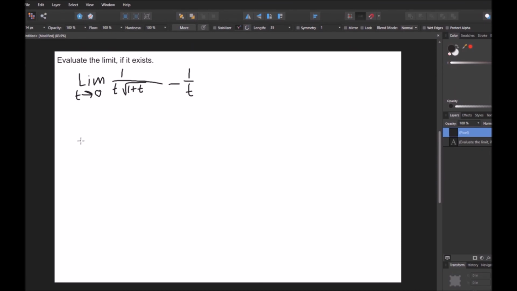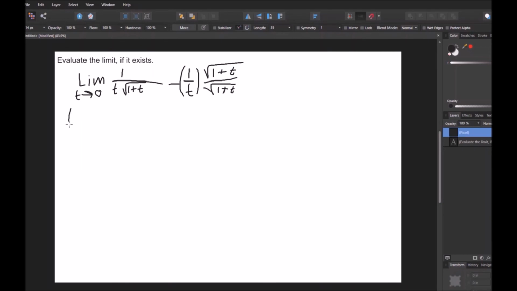Okay, so this next problem, we're given the exact same instructions, just a different limit defined. So the limit we're asked to find is the limit as t approaches 0 of 1 over t times the square root of 1 plus t minus 1 over t. So the first thing I'm going to do is get this into a like denominator. So I'm going to multiply by the square root of 1 plus t in the numerator and the denominator.